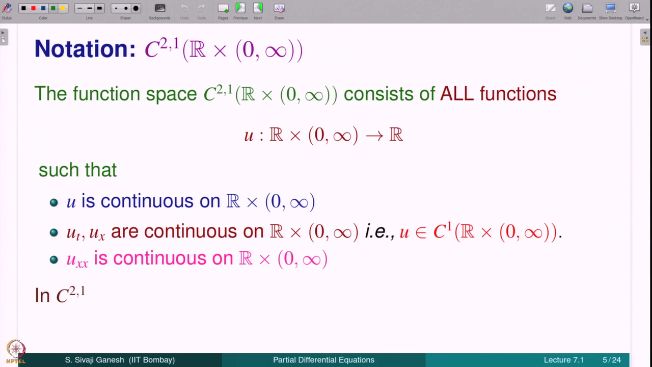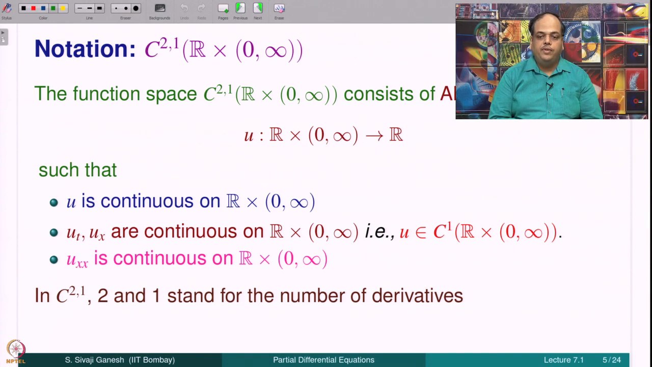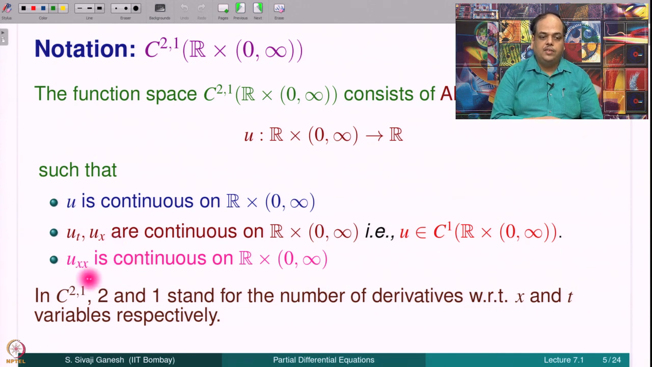In this notation C^{2,1}, 2 and 1 stand for the number of derivatives with respect to the x and t variables respectively. As you see, with respect to x, we have two derivatives, that is why the 2 here, and this 1 is for one derivative of u with respect to t.